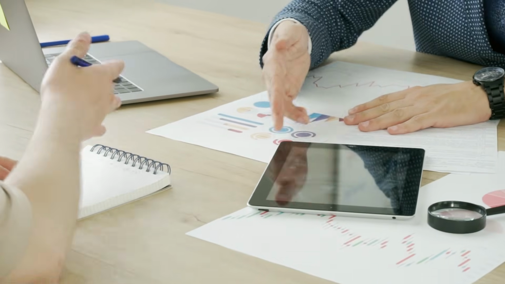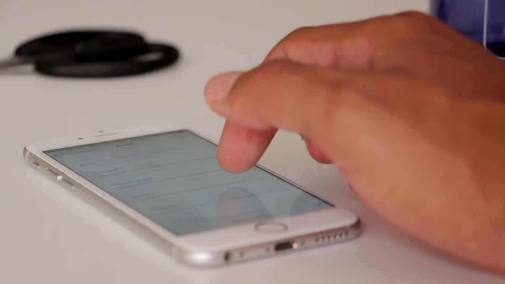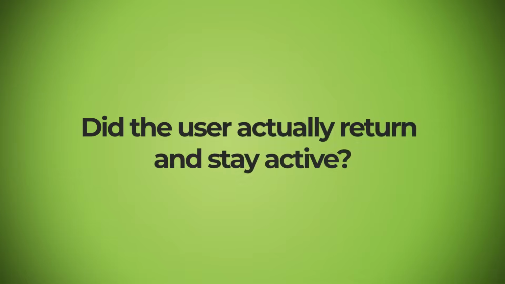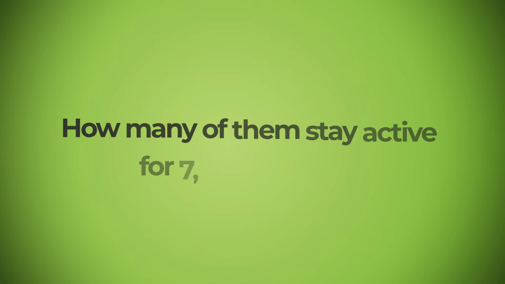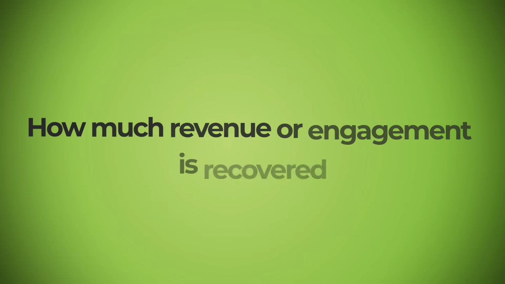Now let's talk about metrics. A lot of teams measure reactivation campaigns using open rates or click rates. But those metrics can be misleading. The real question is, did the user actually return and stay active? Good reactivation campaigns track things like how many inactive users return to the product, how many of them stay active for 7, 14, or 30 days, and how much revenue or engagement is recovered. Because a campaign that gets clicks but no long-term activity isn't really a success.